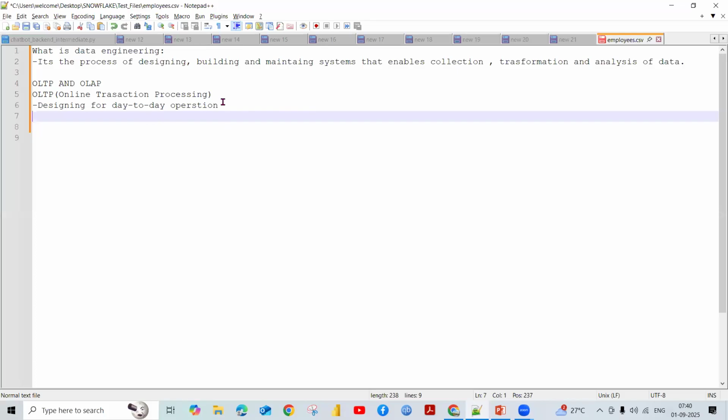After data ingestion, these two systems come in. In those systems also, we have two different database systems, that is OLTP and OLAP. That you need to understand. Each system has its own requirement. So OLTP is designed for day-to-day operations.